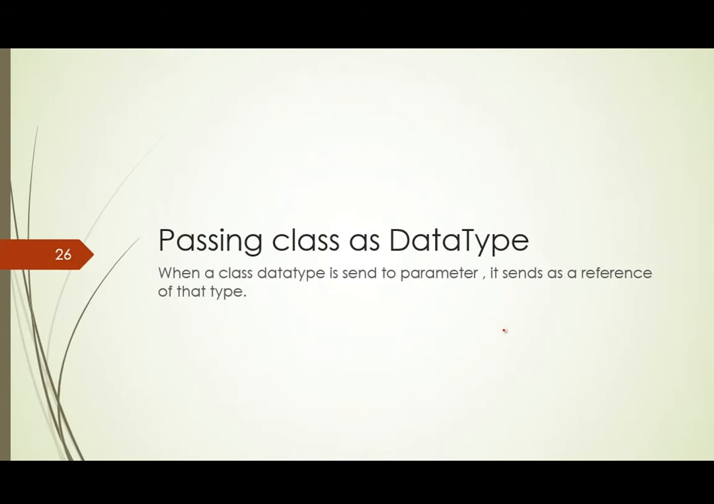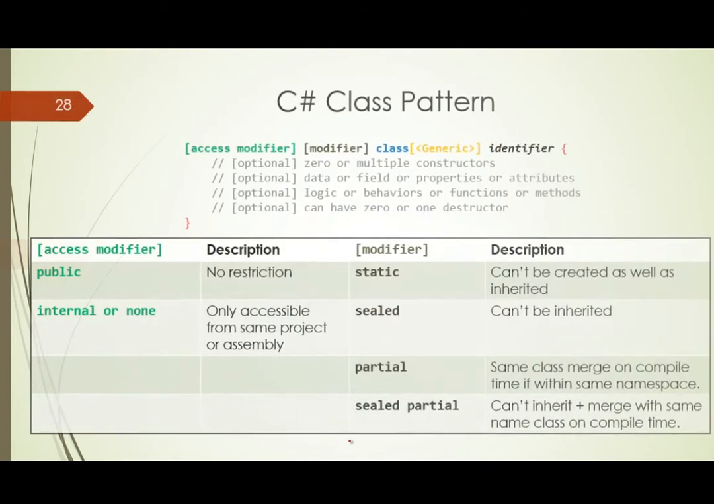The reason behind giving you this example is you can pass your class as a data type in a function parameter. So whenever you pass a class as a function parameter, it passes as a reference type. So that you don't confuse it with the value type or reference type, that's why I explained it.